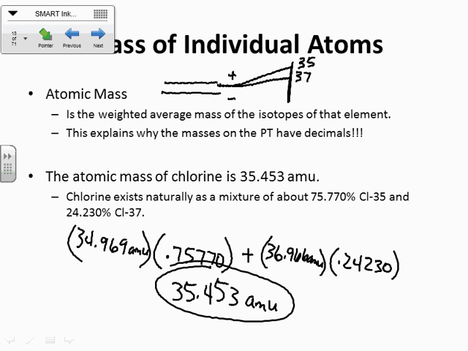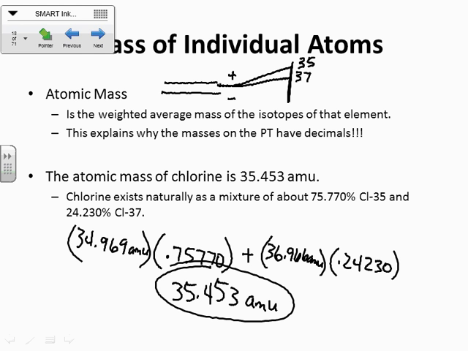Okay? So just kind of an interesting thing. Not that you really need to know that, but that's how that works. Basically, once you know your percentages of each of these things, you can just plug it into this formula, and that will give you your number, and that's the number that goes on the periodic table. That's where those decimal numbers come from.